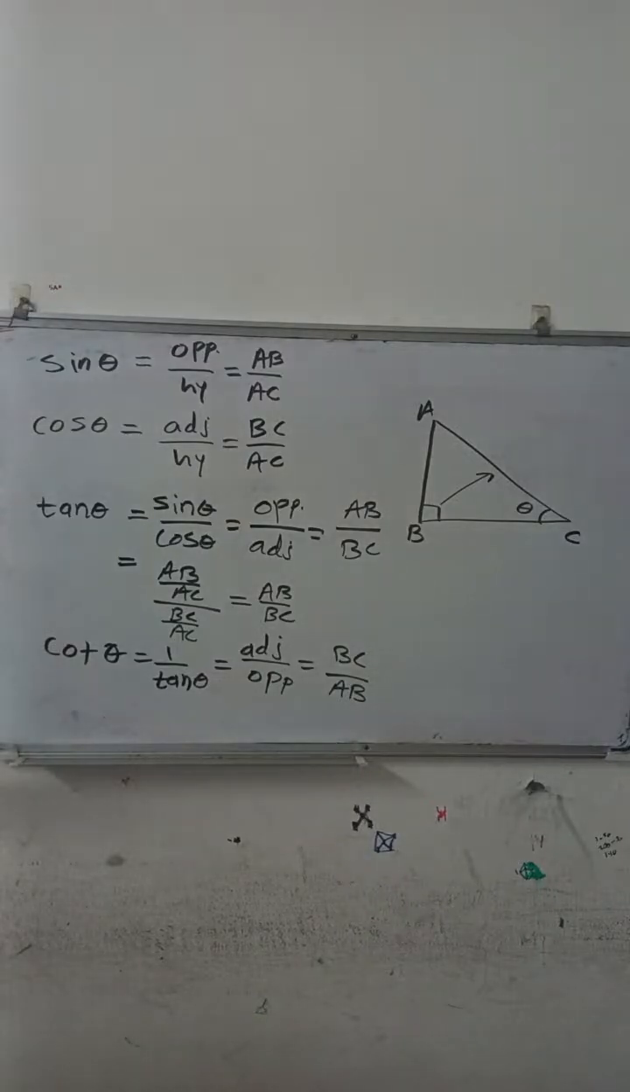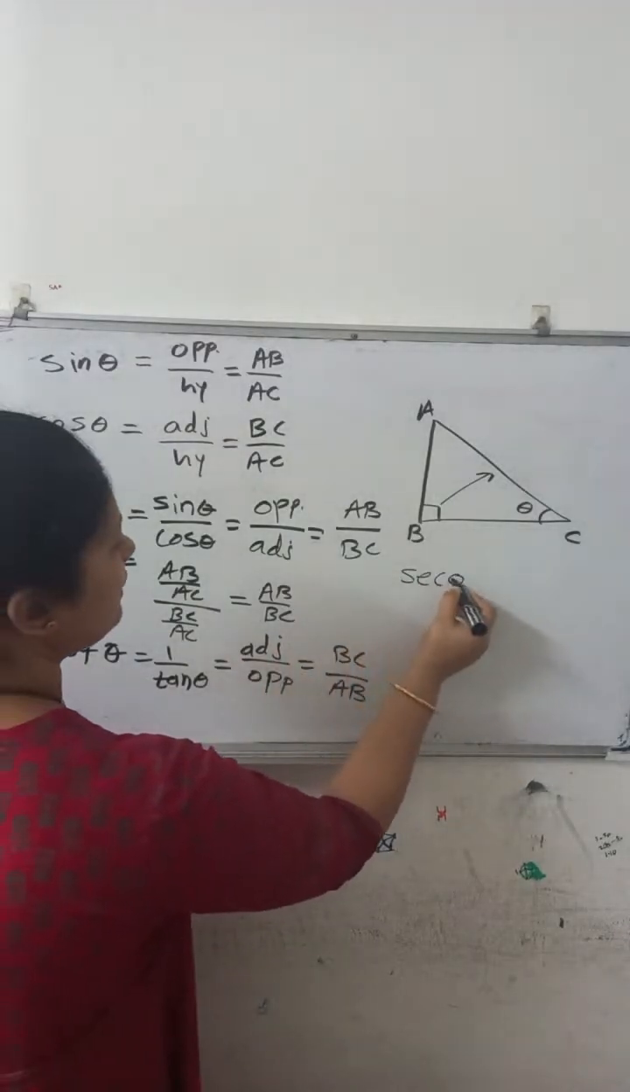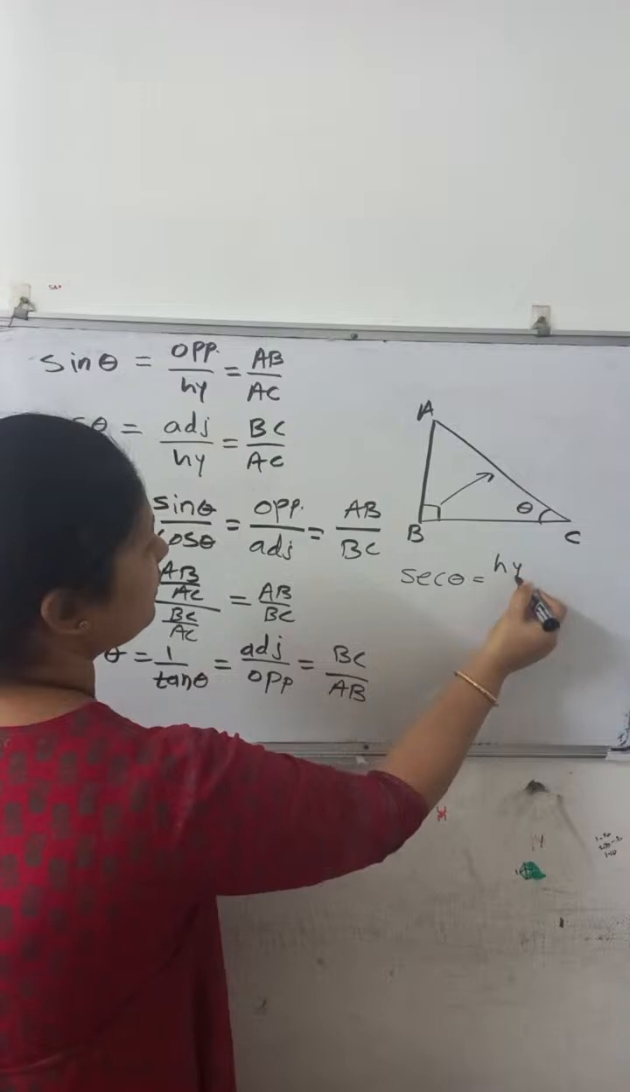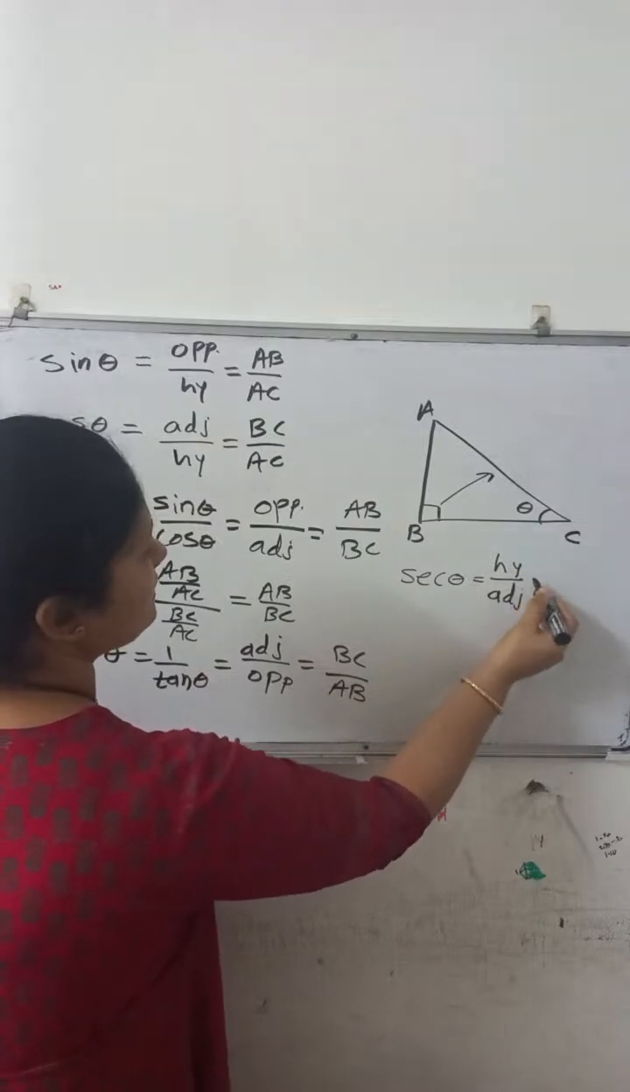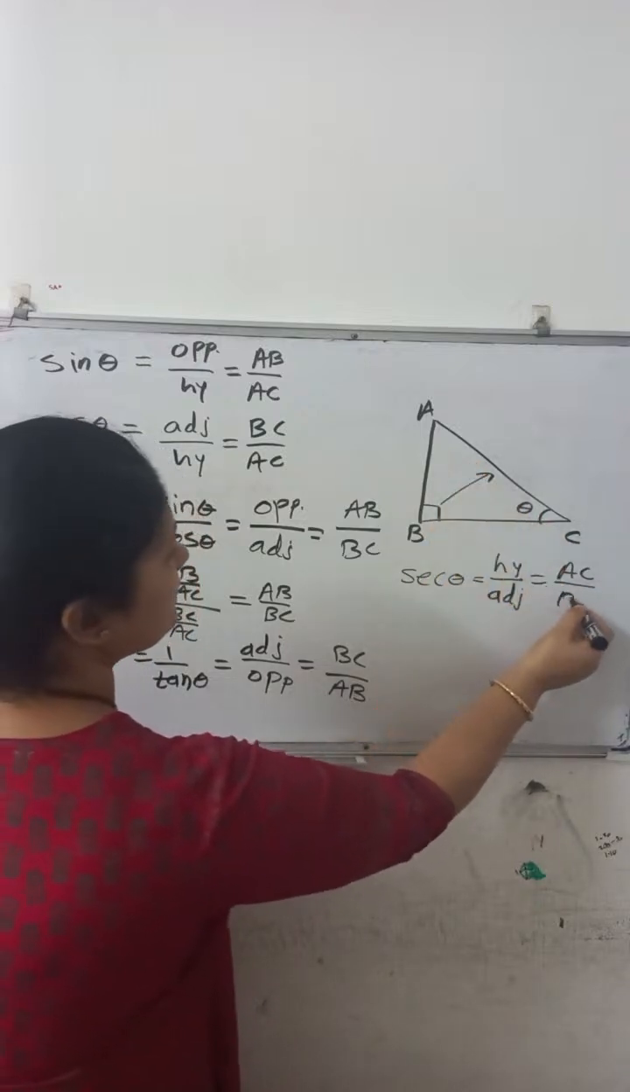Again, still sec and cosec are left. You first copy this, take a screenshot of this, then I will go for sec and cosec. So sec is nothing but what? Here only I will write sec theta is nothing but hypotenuse upon adjacent side. So hypotenuse is AC and adjacent is here BC.